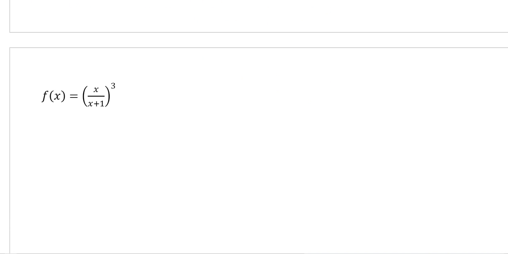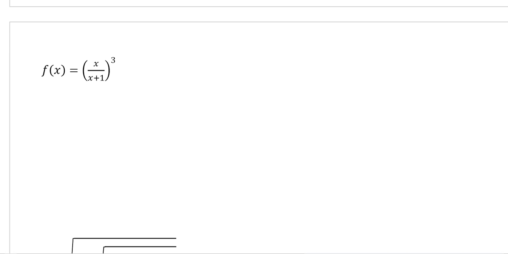Next question, f of x equals (x divided by x plus 1) all to the power of 3. For this question, we just need to apply the quotient rule here. So let's go ahead and do that. Before we use the quotient rule, we've got to use the power rule and the chain rule, and then we'll use the quotient rule. So if I use the power rule here, this is going to be 3 times (x over x plus 1) all to the power 2.